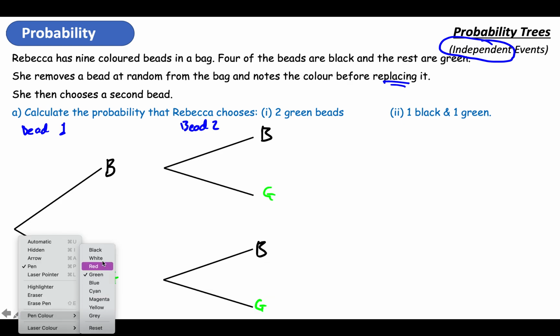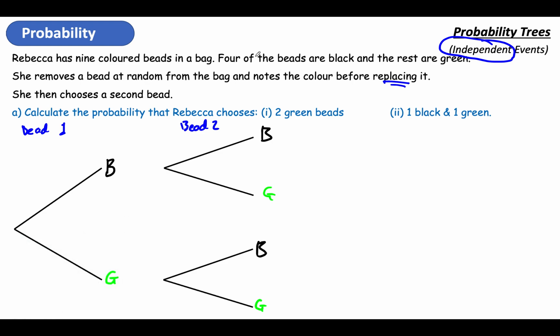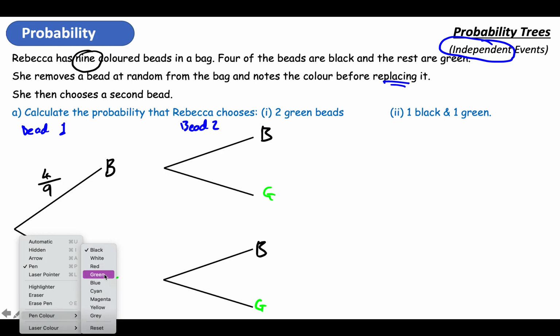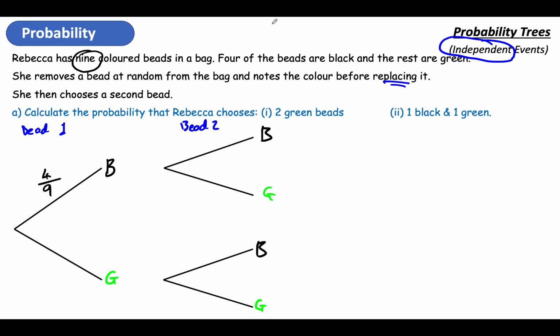Let's do the probability of black first. 4 of the beads are black, so that's 4 out of 9, because there are 9 in total. And let's do the green. Now the green, if there are 4 black, 9 take away 4 equals 5. There must be 5 green, so that's 5 out of 9. Notice 4 ninths plus 5 ninths make 9 ninths, that's 1. So that is a complete set of probabilities.